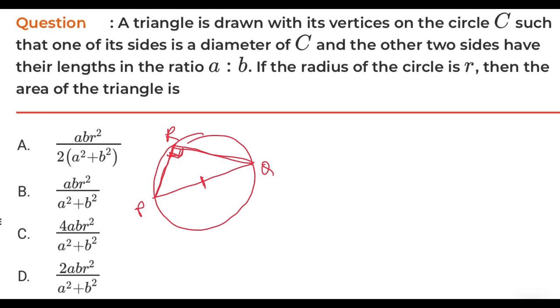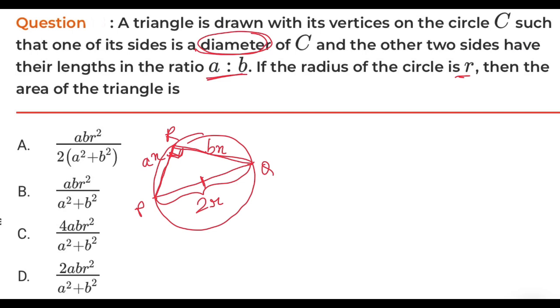And the other two sides, apart from the diameter of this circle, the longest side of the triangle, basically the hypotenuse, are in the ratio A is to B. So let's call PR and RQ in the ratio A is to B. Let's call them AX and BX. Now the next thing to understand is PQ is the hypotenuse of the right angle triangle. It is also the diameter of the circle as per the question, right? So if the radius of the circle is R, PQ is twice R.